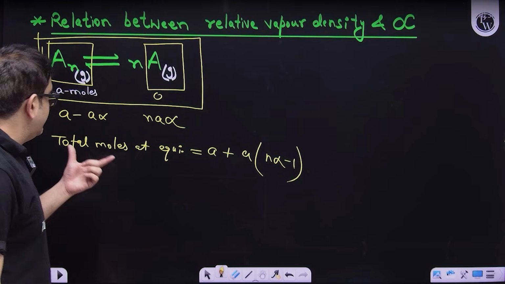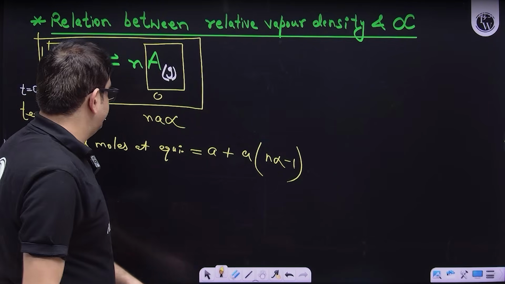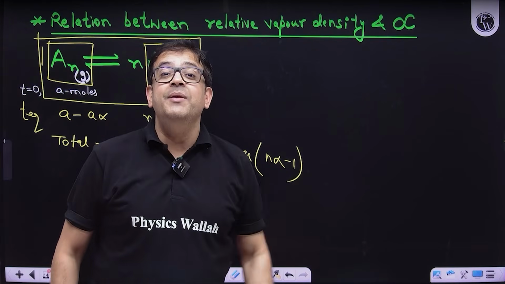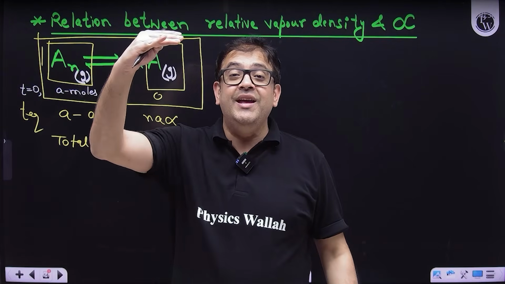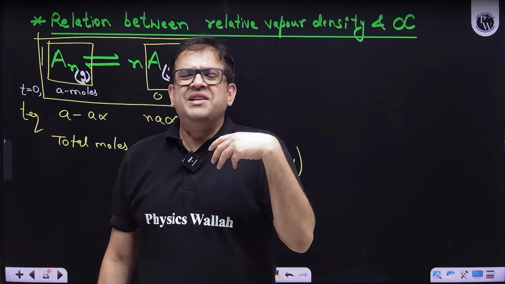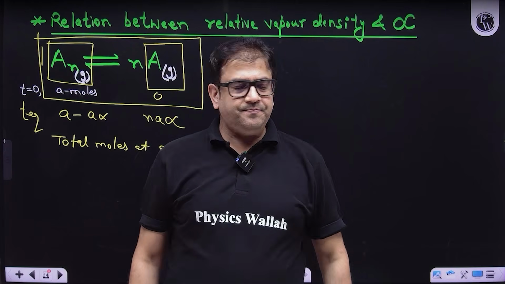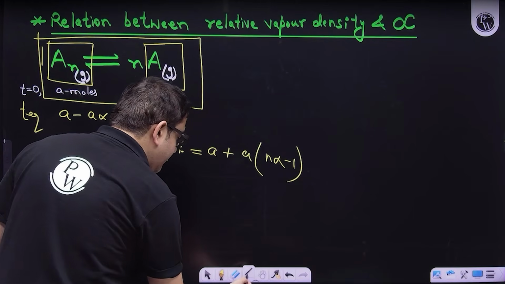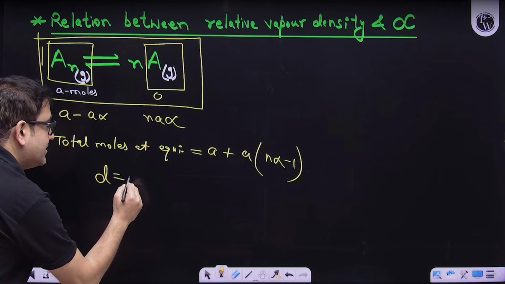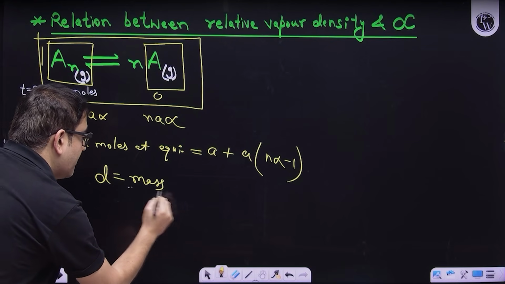Right. So these are the total moles. Now, you tell me what relationship we need. Sir, vapor density. Remember, vapor density is the density of any gas with respect to the density of hydrogen gas. What is density, you tell me at first place? Sir, density of anything is equal to mass upon volume.